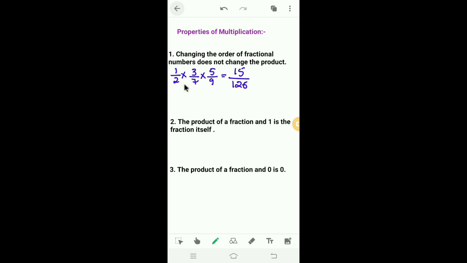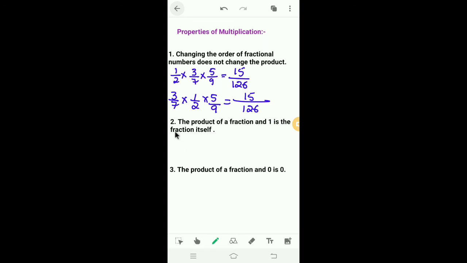If we change the order of the fractional numbers, 3 by 7 into 1 by 2 into 5 by 9. 3 into 1 is 3, 3 into 5 is 15, 7 2s are 14, 14 9s are 126. Here both the answers are same. That means changing the order of a fractional number does not change the product.